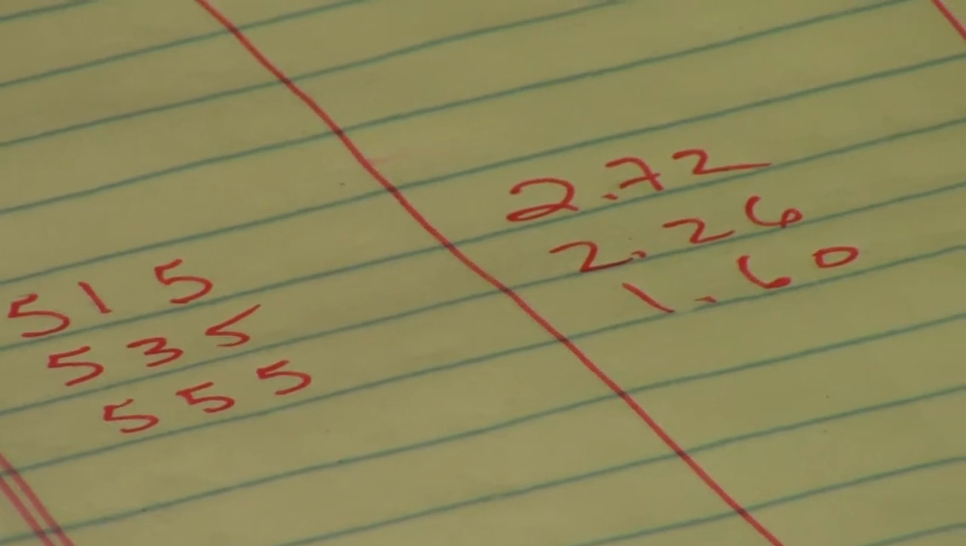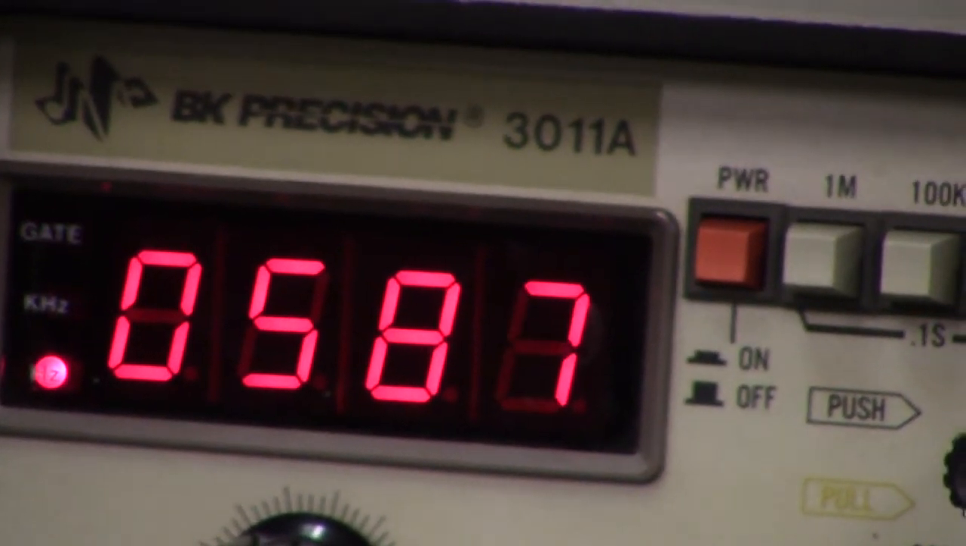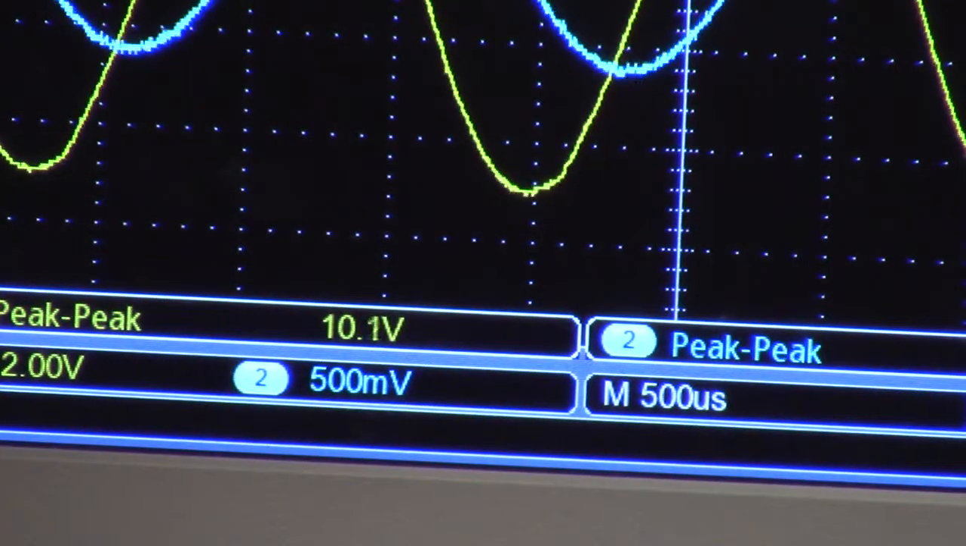All right, so let me do a little bit more. I did a little more than I'd like to, but I don't want to go backward, so let's call that what it is, 588. Again, got to adjust the voltage.